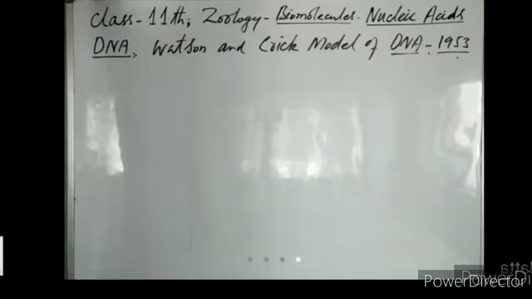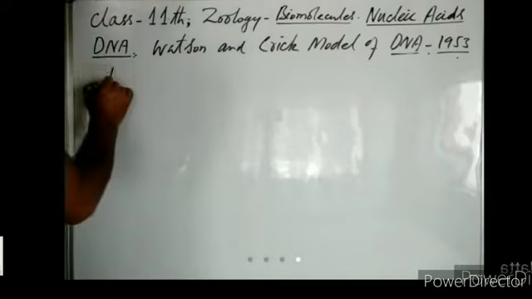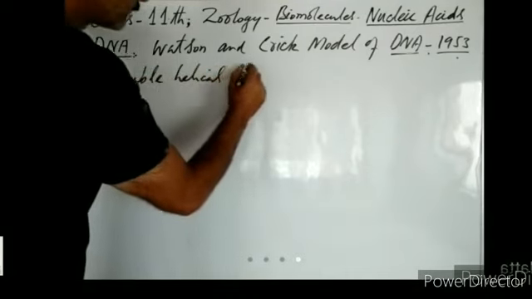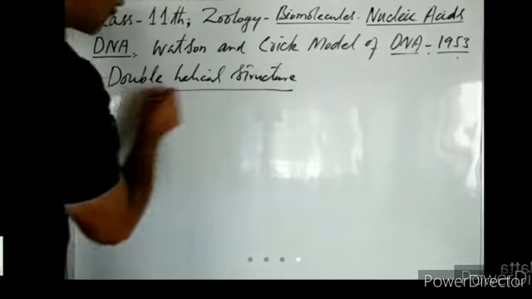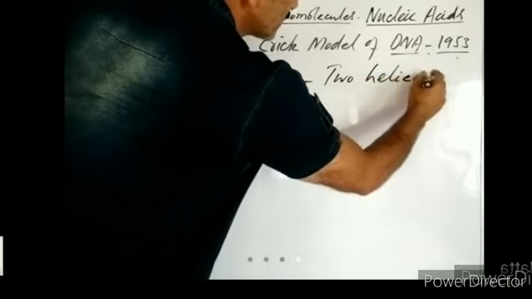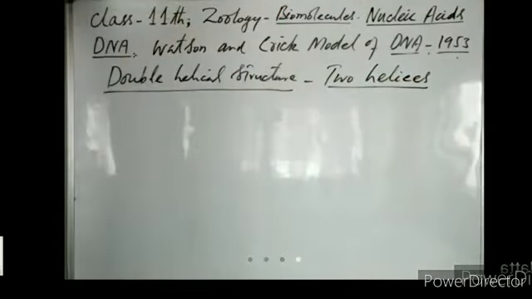According to Watson and Crick, DNA is a double helical structure. It is formed of two strands. These strands are parallel to each other but in opposite direction. That is known as anti-parallel fashion. A double helical structure means a DNA molecule is formed of two helices. Singular is helix, right? It is formed of two helices.